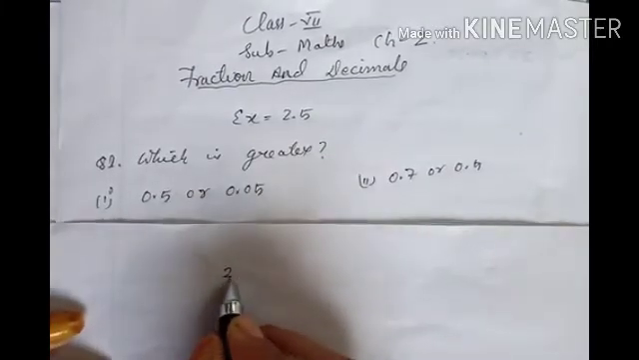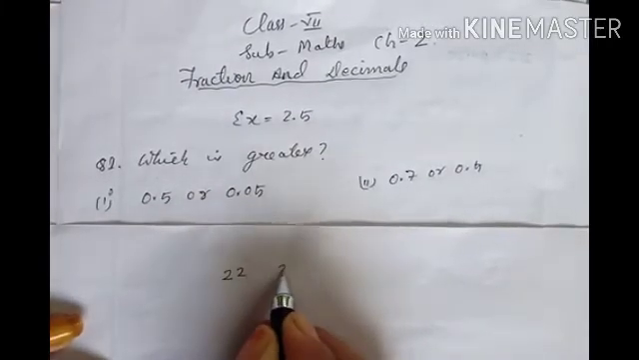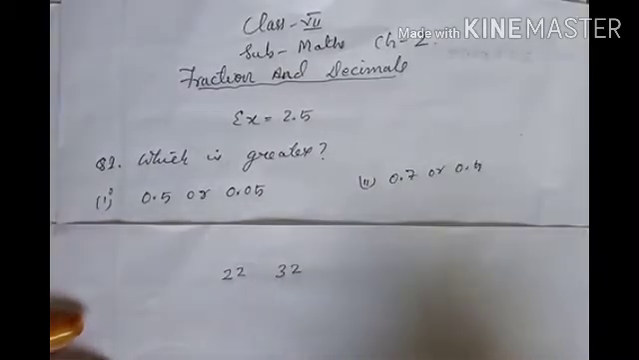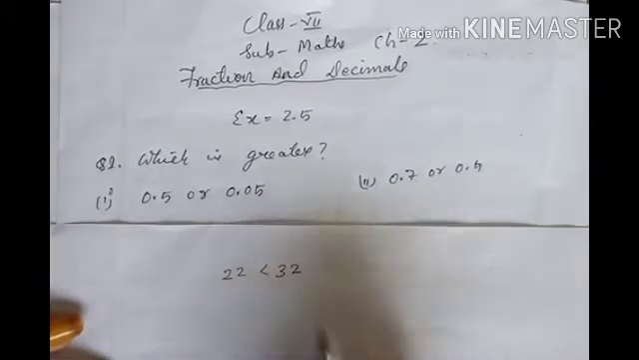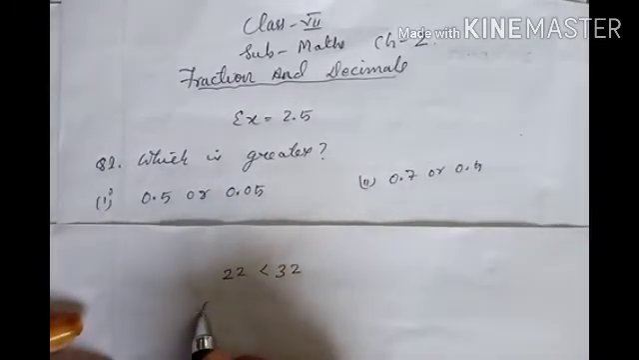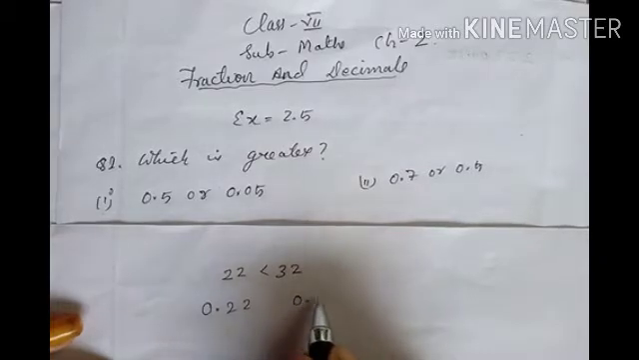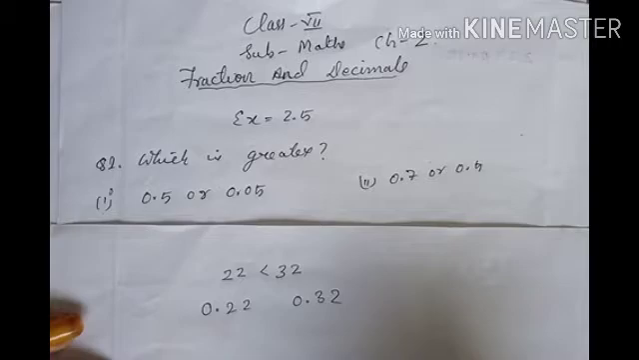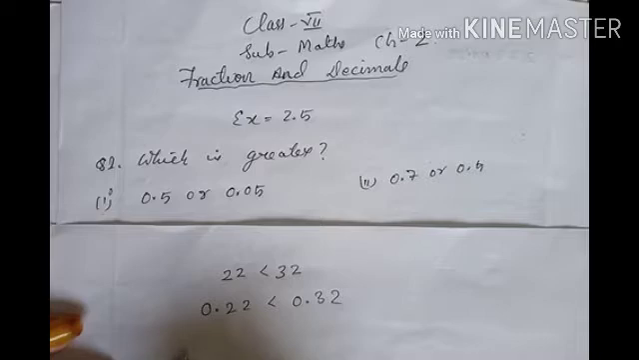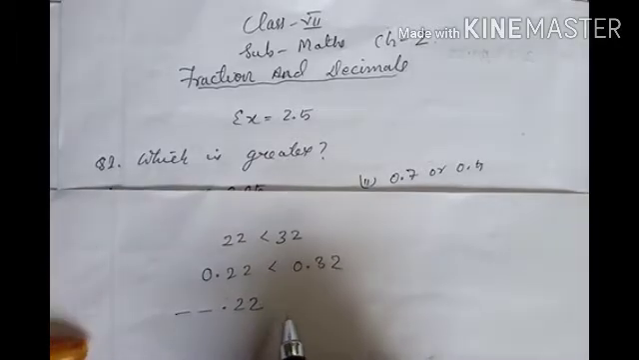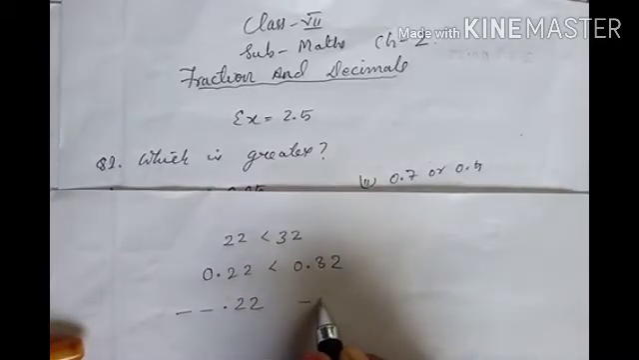If I write 22 and 32, which is bigger here? This is bigger, isn't it? Now if I put a decimal here, which is bigger now? Now also this one will be bigger.